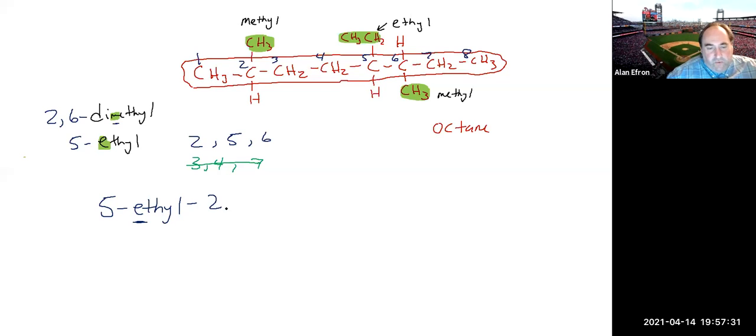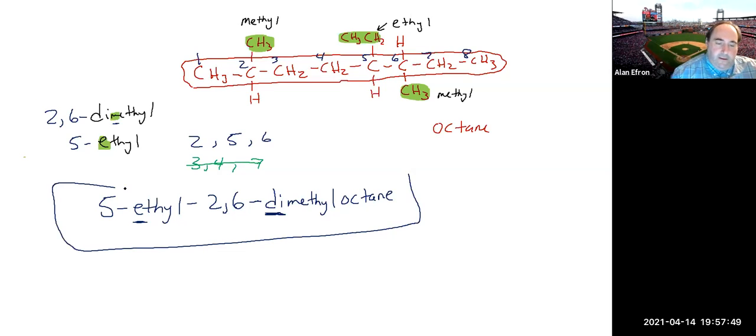dash 2,6, because we have to give the location of each of those methyl groups. Dimethyl, because there are 2 methyl groups in the entire compound. And lastly, we tack on octane. Any questions on where any of those numbers or parts came from? It really is all about telling the person looking at it where you can find everything. It's all just about location, location, location.